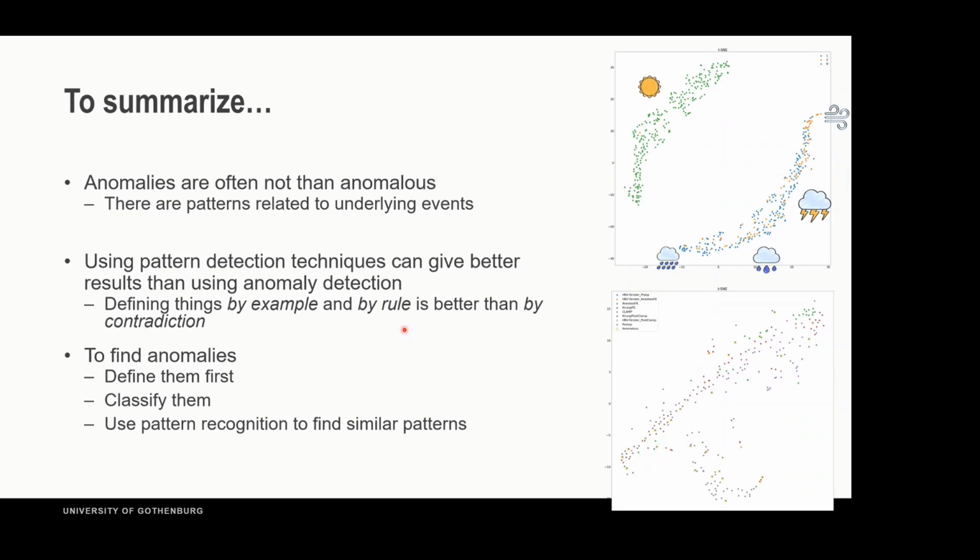And we also found that from our perspective, it's much better to define anomalies first, what we are looking for, define the patterns, rather than to look at the data, understand what's an anomalous data point, and then classify that anomaly. We have found that it actually doesn't really work that well.